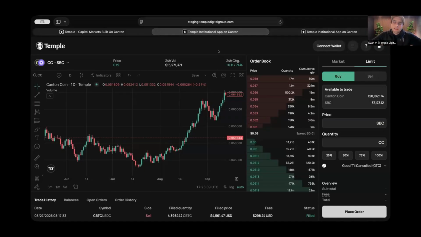So this is the interface of the CLOB. Essentially, we're going to be adding support for one of the hottest pairs: Canton Coin with SPC, which is a Braille-issued stablecoin.